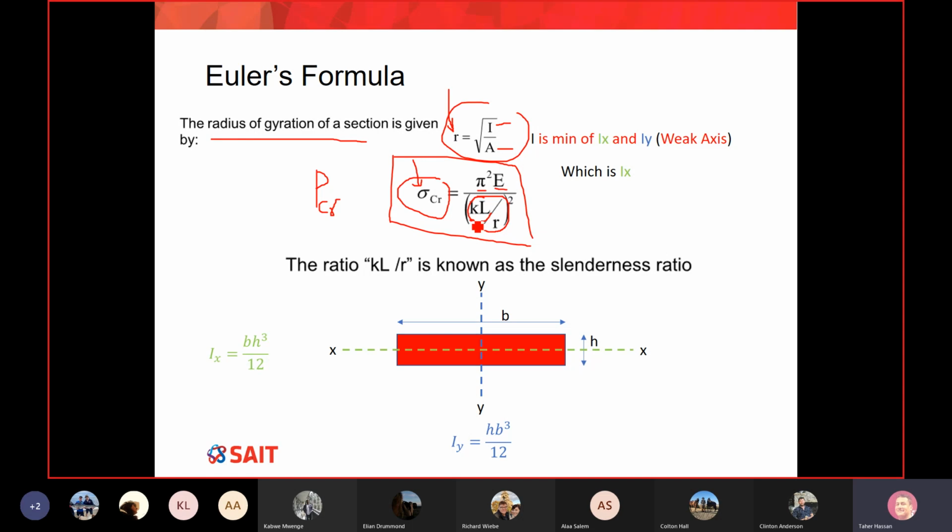When the column is so slim, it means the area is so tiny, so the R will be small, and in this case, you also get a bigger number. So whenever you see a bigger KL over R, your column is so slender, and it will be affected by buckling so much, which is obvious from the math. Look at the equation. Let me ask you, if this number here is equal to 10, we're able to find a sigma. How about if this number goes to 20? Does sigma go up or go down?